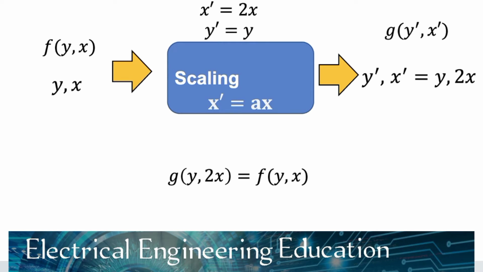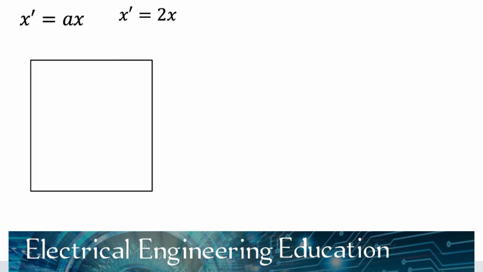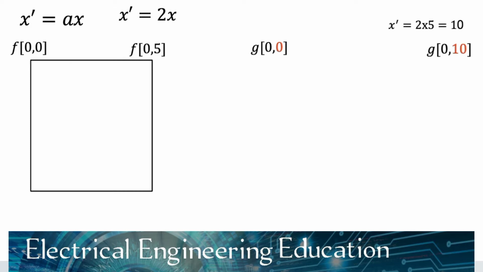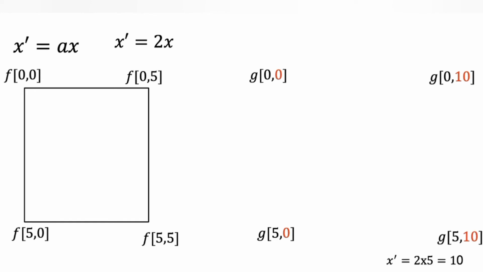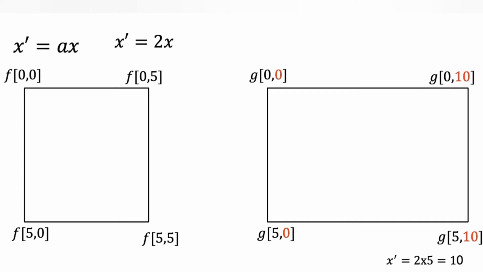Consider the following image. We will only work on the corner pixel points. Consider the image at 0,0. The x-coordinate is in red. Applying the transform, nothing happens. Here is 0,5. Applying the transform, the x-coordinate is mapped from 5 to 10 in red. Applying the transform to 5,0, nothing happens. The 5,5 is mapped to 5,10. Overlaying the image points, we see the image appears stretched.